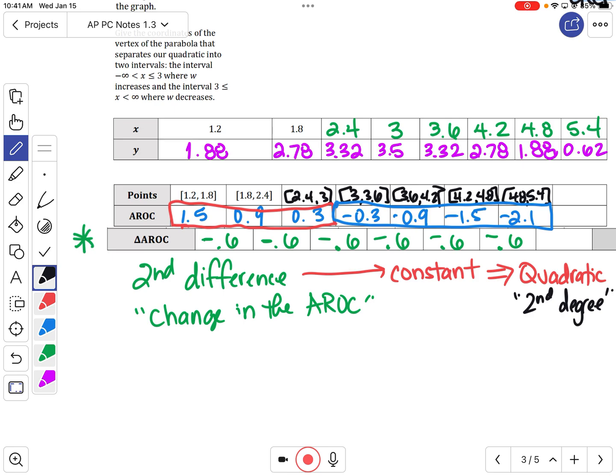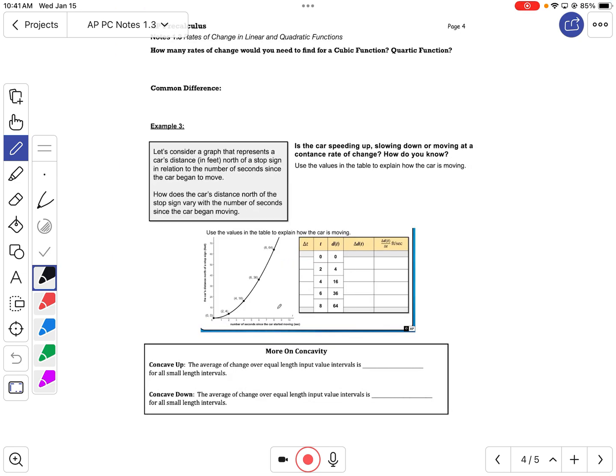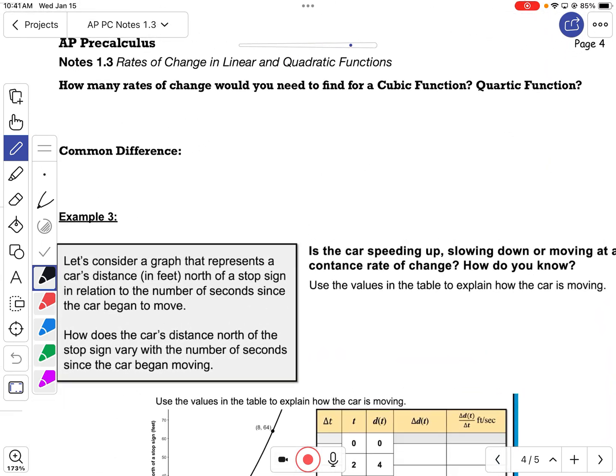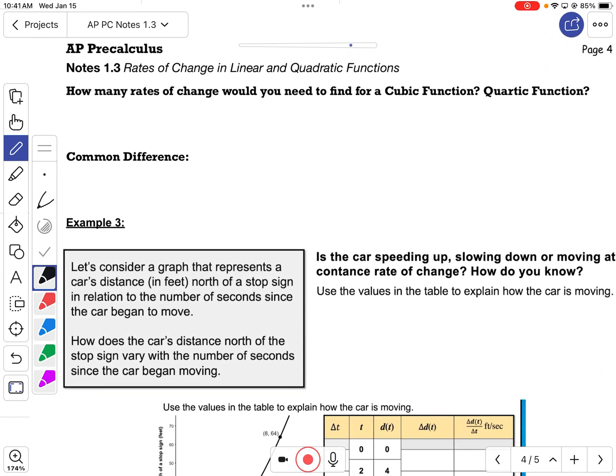So that being said, let's flip the page over and see if we can draw some more conclusions. If a second difference gives me a quadratic, how many changes would I need to find for a cubic function?